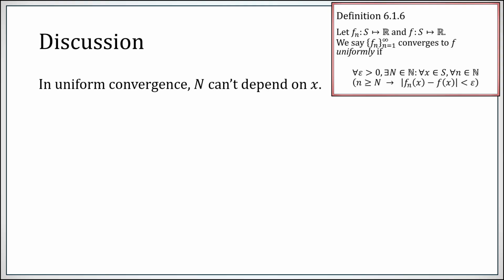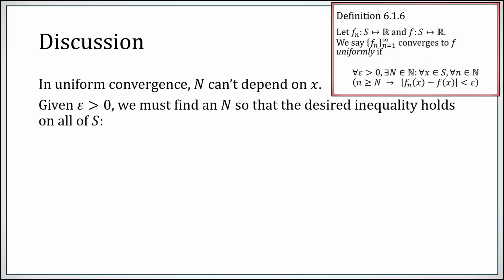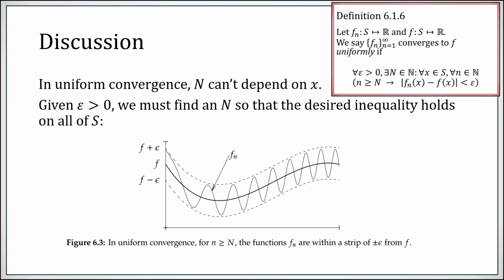Now in uniform convergence, our choice of capital N has to be made based only on epsilon, but not on little x. So we need to find a capital N as some sort of cut-off index so that the desired inequality at the end of the definition holds at every point x. So here is a sort of picture. We want to have our function f of x and then specify a distance epsilon so that every fn is in this tube at every x, as long as the index n is big enough.